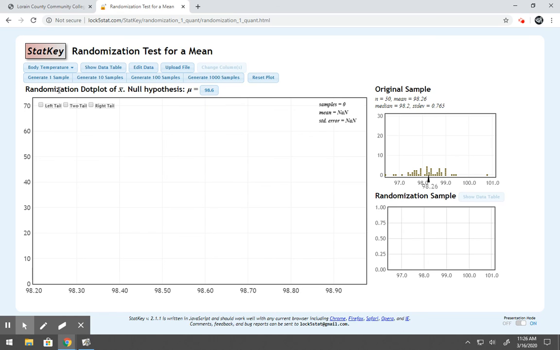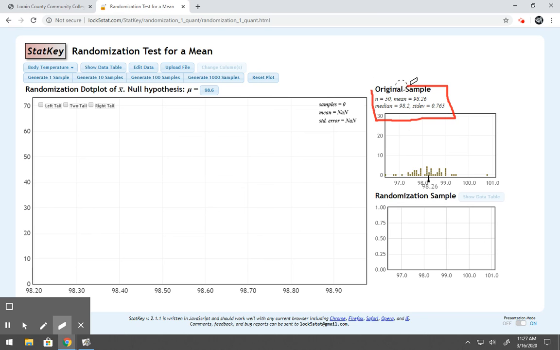Nothing going on. Now, this is the randomized dot plot for x bar. Remember, when you have a mu population and you're distributing a dot plot, it's going to distribute samples of x bar. Where are those samples of x bar going to come from? Well, they're going to come from randomized samples. Where are the randomized samples going to come from? They're going to come from the original sample data. The original sample data for us has 50 things in it. Original sample data is right here, and it has 50 items. 98.26 is the mean. It has a median of 98.2 and a standard deviation of 0.765. Okay, so we can see those pretty clearly, pretty quickly.